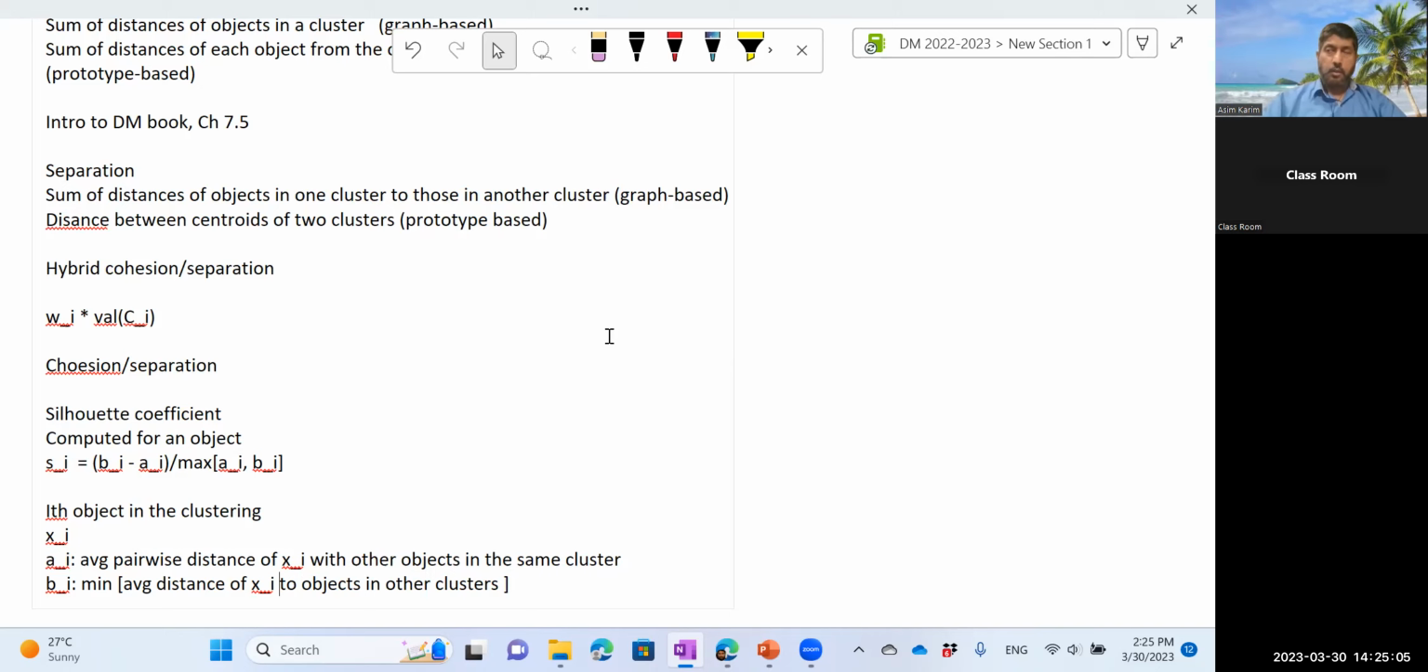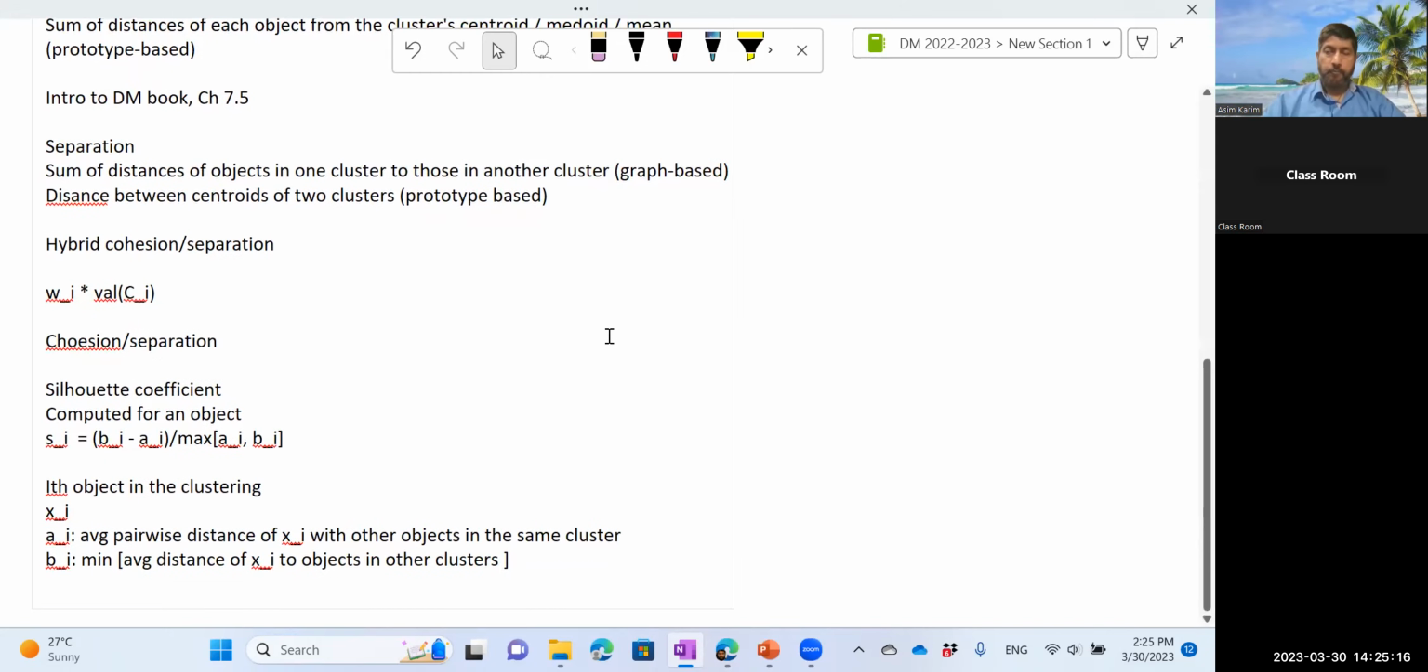ठीक है. So they might be more than 2 clusters in a clustering. So with all the other clusters you find the average distance, और जिसका सबसे थोड़ा है वो bi है. ठीक है. So this is a measure of separation between two clusters, a measure of separation.